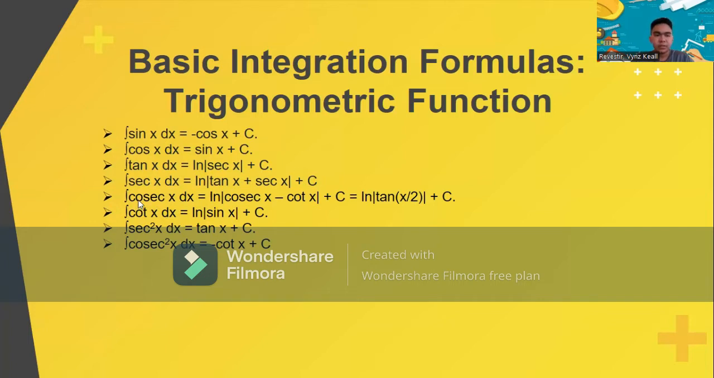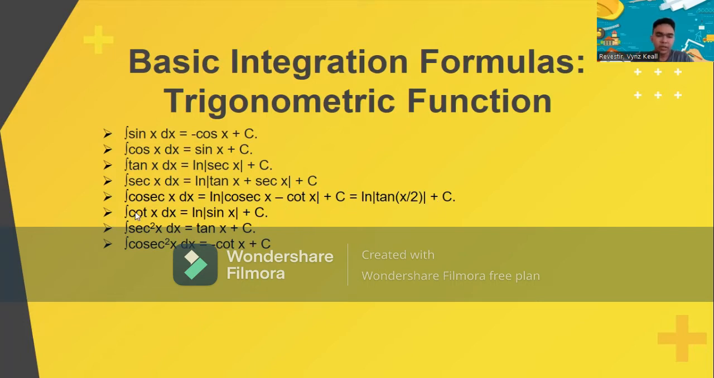Next is the integral of cosecant x dx, which is equal to the ln of cosecant x minus cotangent x plus c, or the ln of tangent x over 2 plus c, because cosecant x minus cotangent x is equal to tangent x over 2. So the answer is ln of tangent x over 2 plus c.